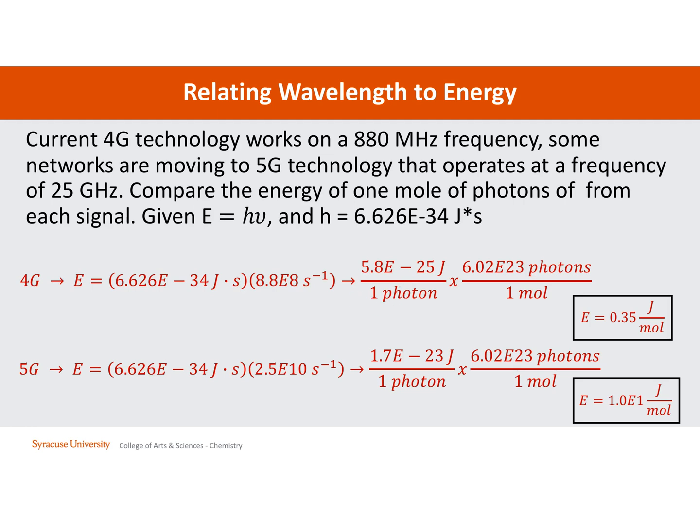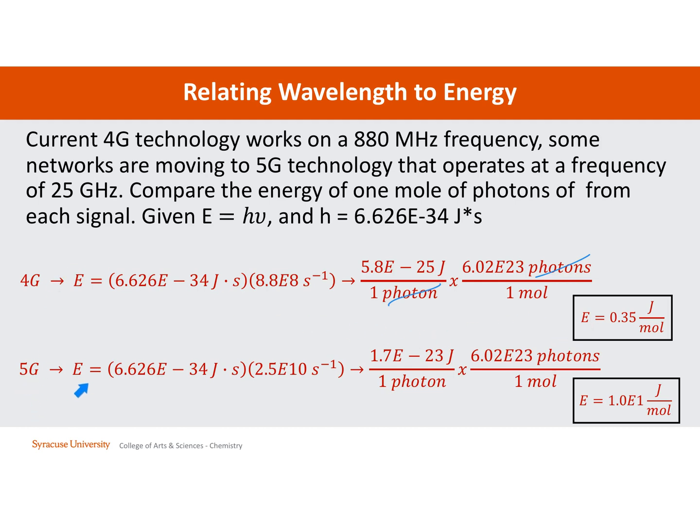So to figure out how many joules I have for a mole of photons, a mole of anything is 6.02 e to the 23 photons. A mole of carbon atoms, a mole of electrons, a mole of photons, a mole of quarters would all contain 6.02 e to the 23 of that item. So I want to multiply by Avogadro's number. Photon cancels out, and I'm left with the energy in joules per mole. So about 0.35 joules per mole is the energy of the 4G frequency.